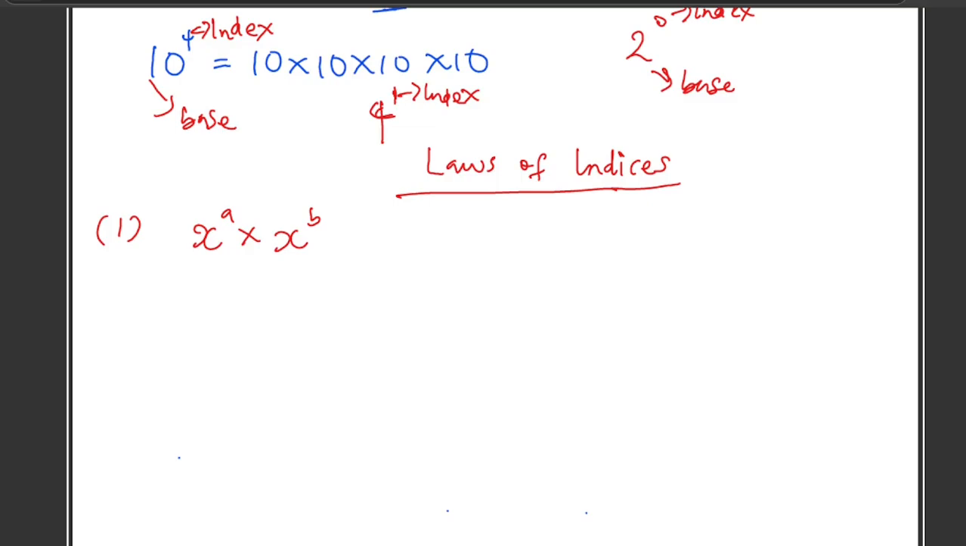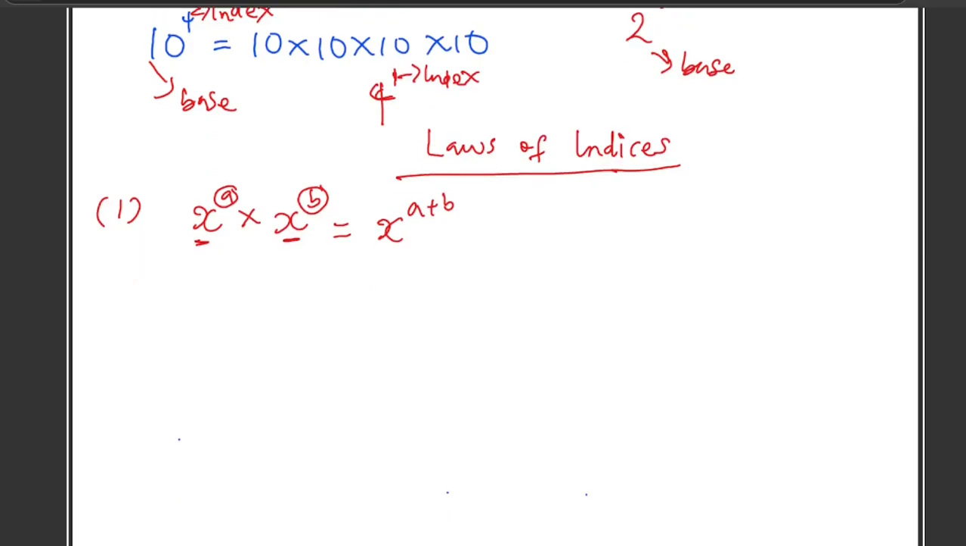But now what can we notice there? We can notice that they have the same base, x and x. They have the same base, but they have different indices. The indices might be the same, that does not matter, but they have the same base. So this is simply x raised to power a plus b as the product of indices. When multiplying two numbers in the index form with the same base, we simply write one of the bases, then next to power, you add the indices a plus b.